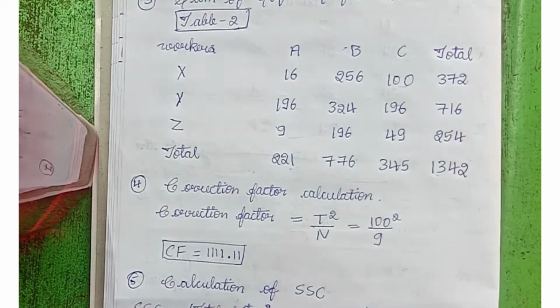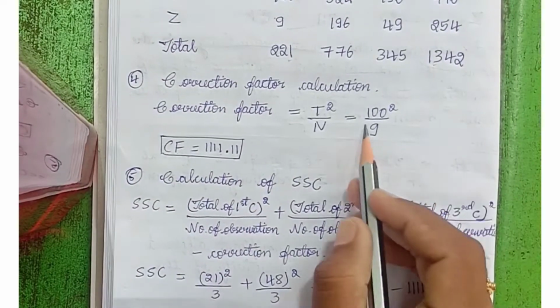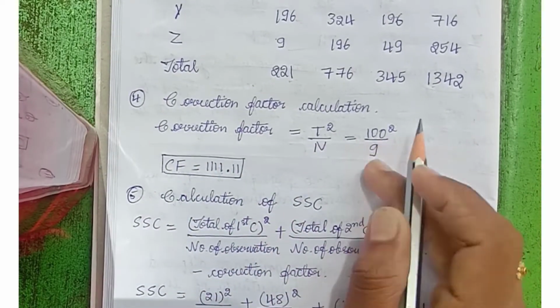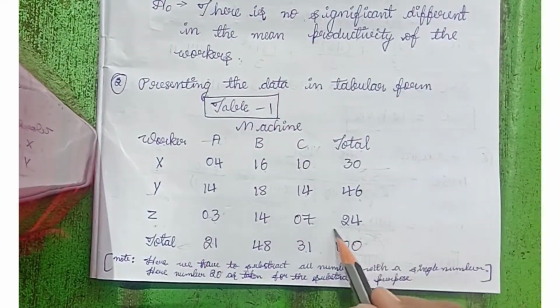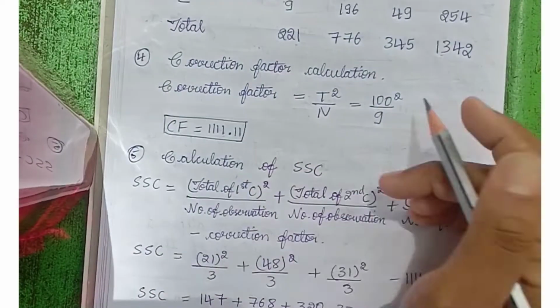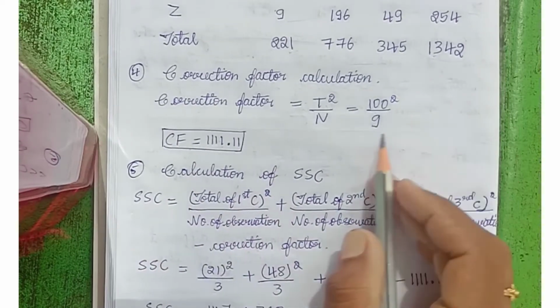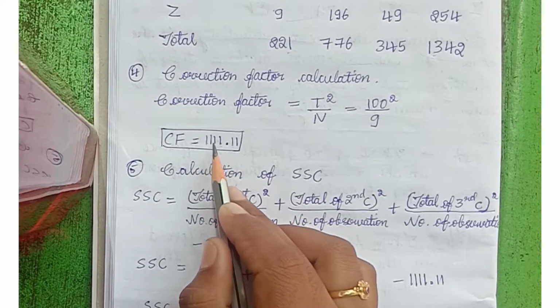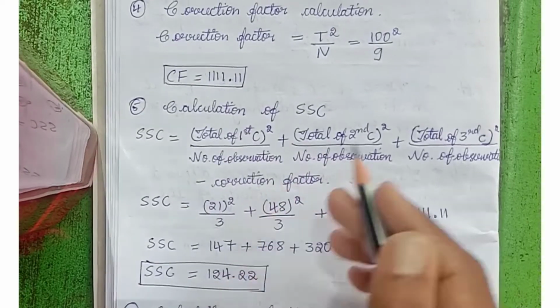So next we have to calculate the correction factor. How to calculate the correction factor? The formula is T square divided by n. T means the total in the table that we have calculated, this is the total 100. 100 square divided by 9, that is CF, we get 1111.11 as the correction factor.